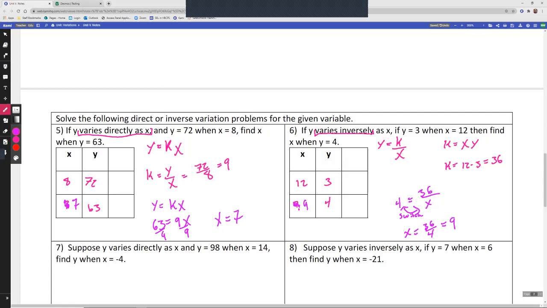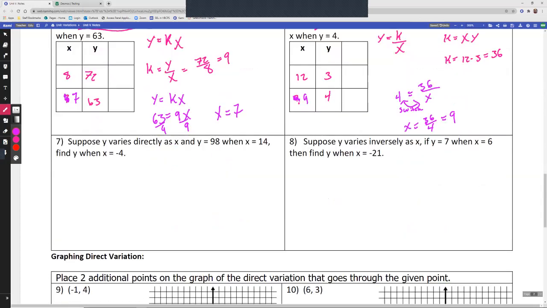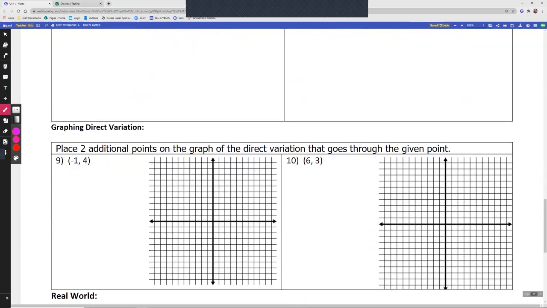If that step was confusing for you, go ahead and just work it out, putting the x up and then putting the 4 over. You all do 7 and 8.